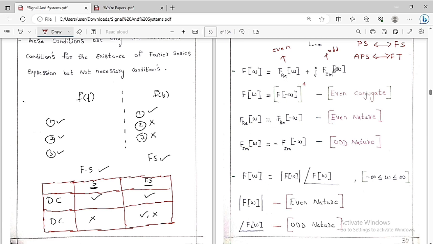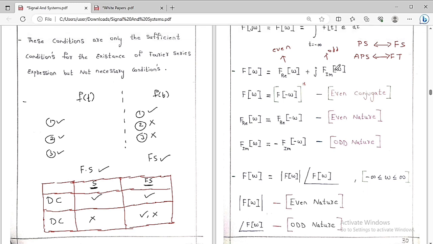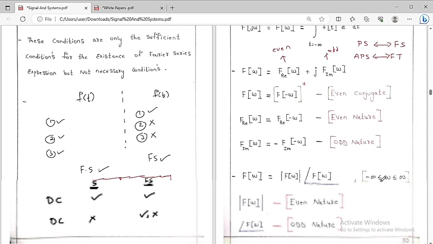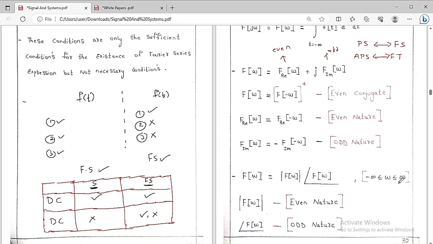So you can convert this to a rectangular format. If you convert to the polar format, it will have some magnitude as well as the phase angle. So F(ω) is equal to |F(ω)| ∠F(ω). Because I have basically converted the rectangular part to polar form, it will have magnitude as well as a phase angle, as omega is varying from minus to plus infinity.